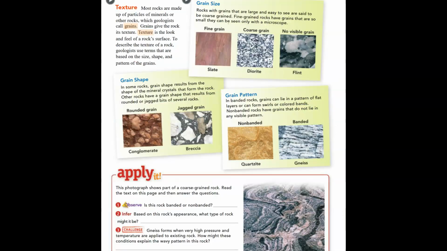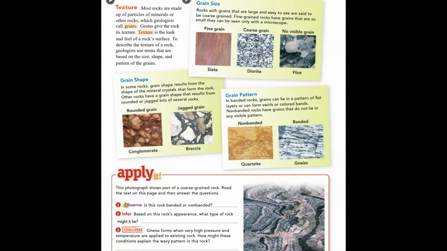Most rocks are made up of particles of minerals or other rocks, which geologists call grains. Grains give the rock its texture. Texture is the look and feel of a rock's surface. To describe the texture of a rock, geologists use terms that are based on the size, shape, and pattern of the grains. We have grain size.